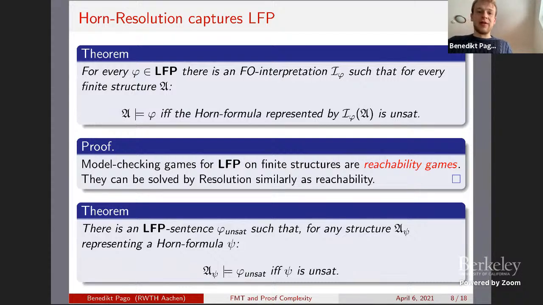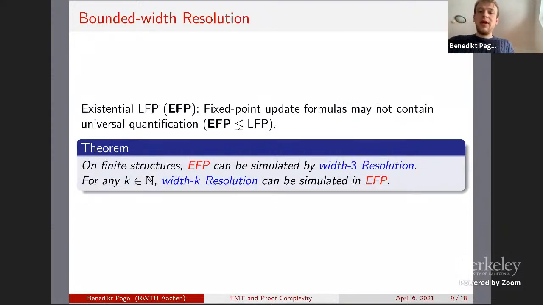Because the complexity of Horn resolution is quite low. And as I already said, this process of iteratively resolving new clauses can be seen as a fixed point process itself. So yeah, this is why it's true. And maybe more interestingly, with the same reasoning, you can also get results for bounded width resolution. So this is the fragment of resolution where the width of the clause is bounded by a constant. And this corresponds to a strict fragment of LFP called existential LFP.